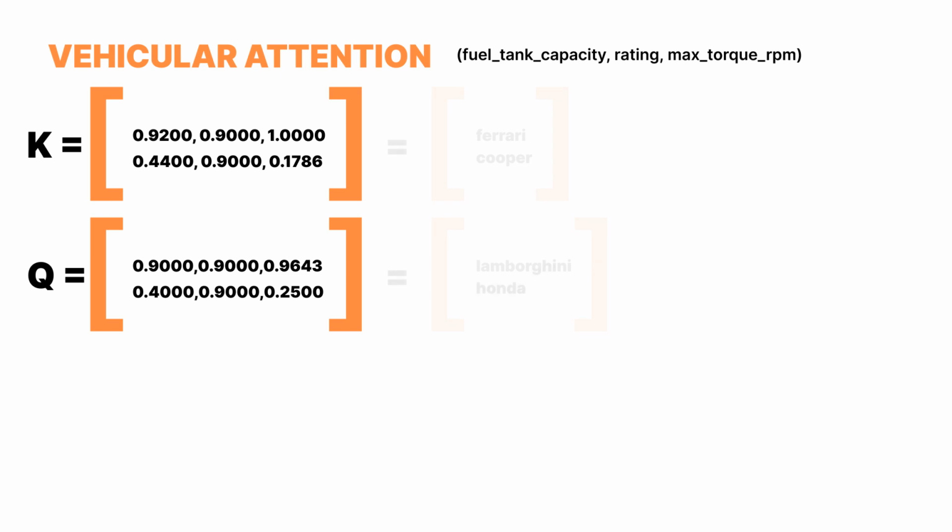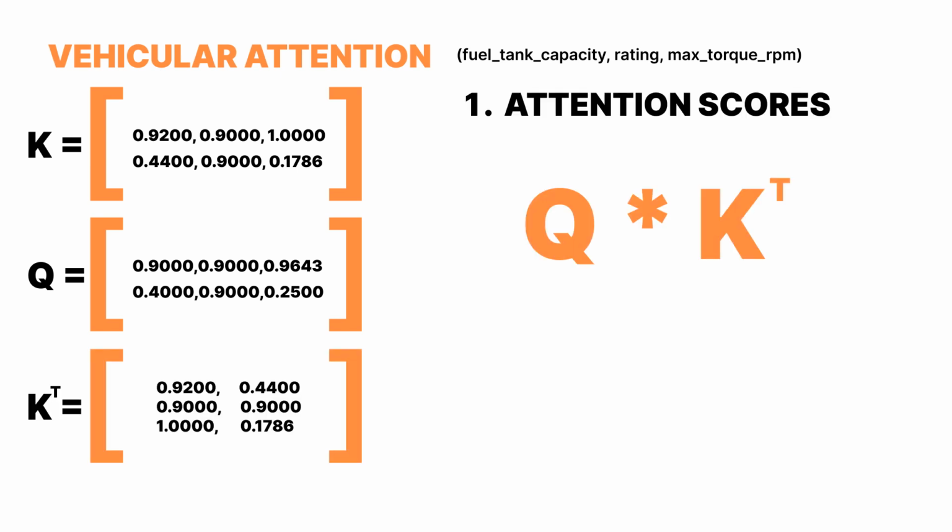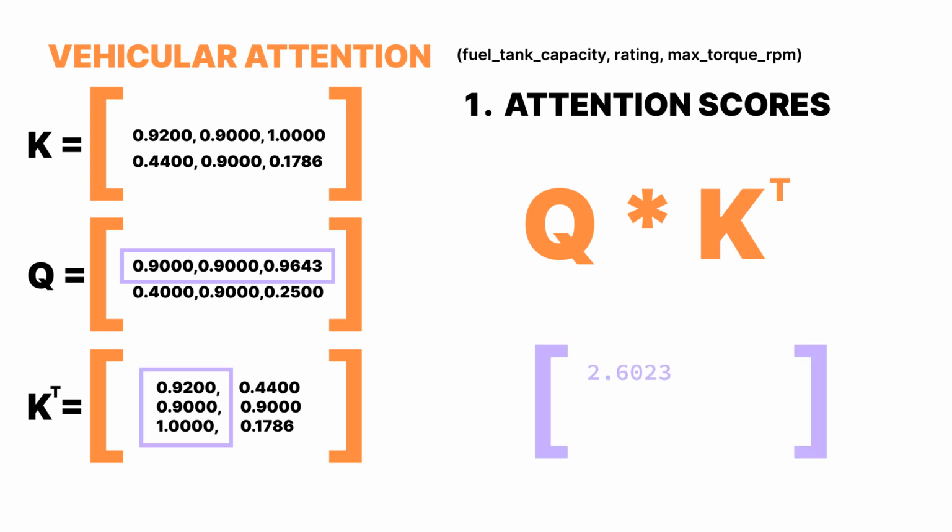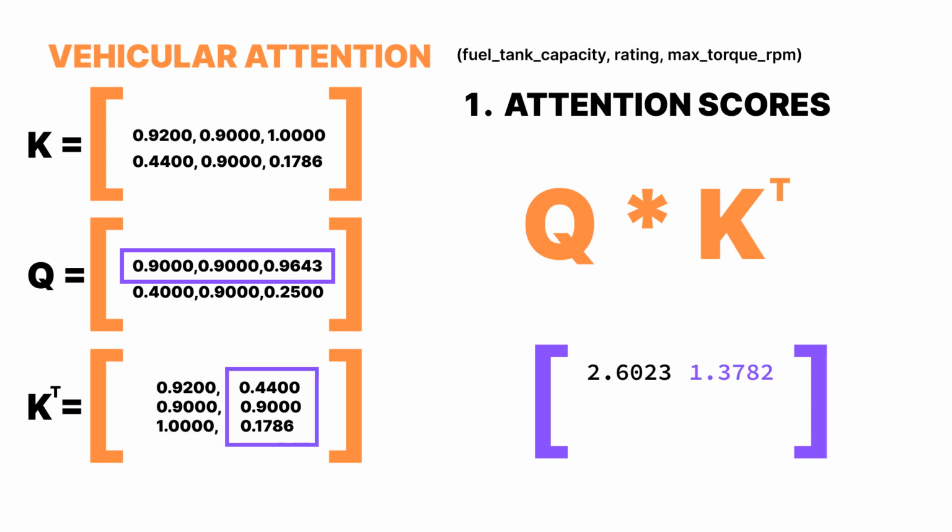So the first step in accessing this fuzzy dictionary is finding the attention scores. This is done by dotting each query with each key, and can be easily presented with the formula Q multiplied by K transpose. You can see that the Lamborghini and Ferrari have similar high values, thus creating a high dot product. Similar to this, the Lamborghini and Cooper have a lower dot product because of the low values of the Cooper. These dot products are what we call the attention scores.